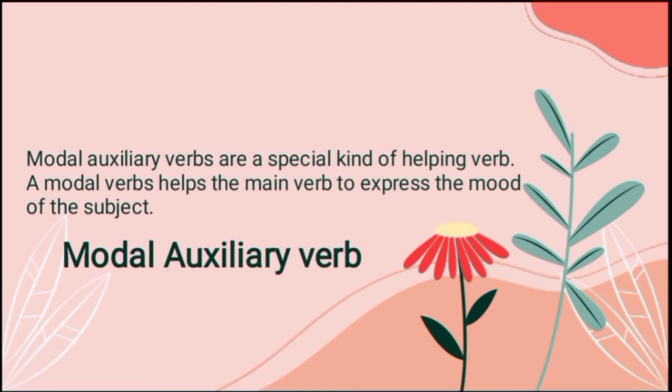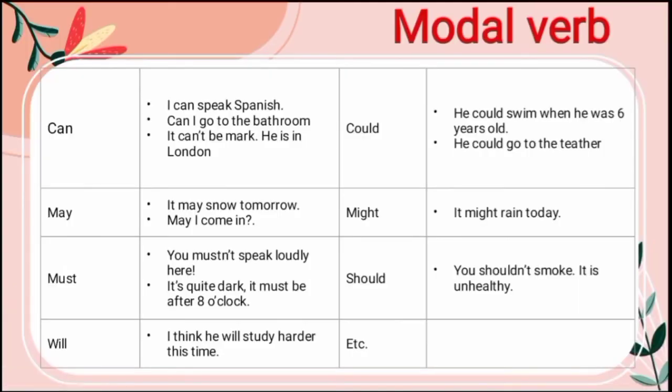The next subject is modal auxiliary verb. Modal auxiliary verbs are a special kind of helping verb. A modal verb helps the main verb to express the mood of the subject. There are several kinds of modal verb. Those are can, may, must, and will for present form and could, might, should for past form.